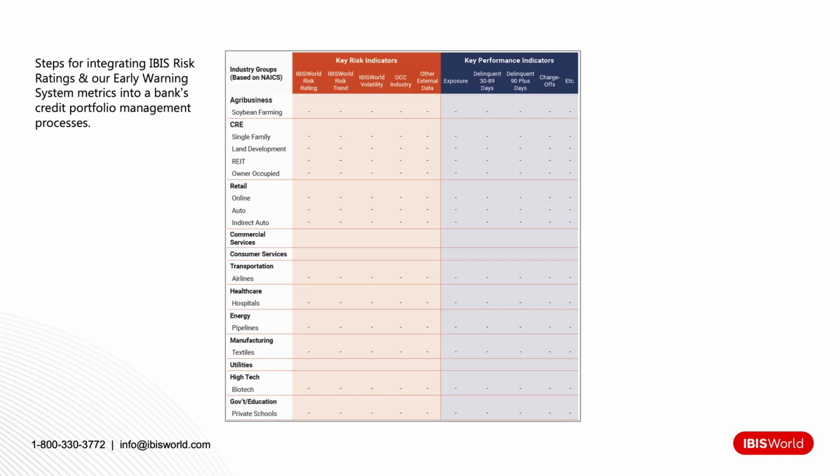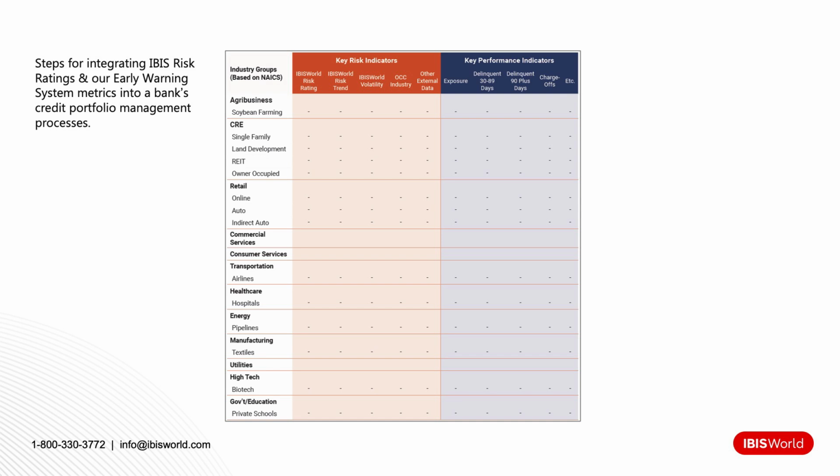Let's summarize what we've done so far by considering the steps most of our client banks follow while integrating IBISWorld's early warning system metrics into their credit portfolio management processes. Clients typically have a commercial lending worksheet that has a similar format to the one seen here. The first column lists industry groups that represent lines of business. Here, significant subsegments are broken out from the aggregate LOBs. In this case, soybean farming is broken out as a separate entry in the agribusiness group owing to its relative importance to this hypothetical bank.